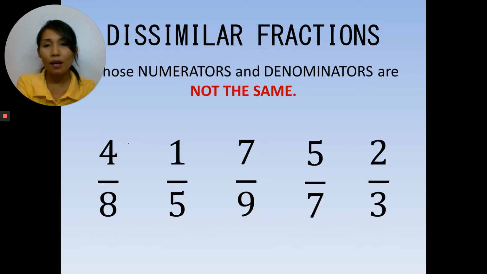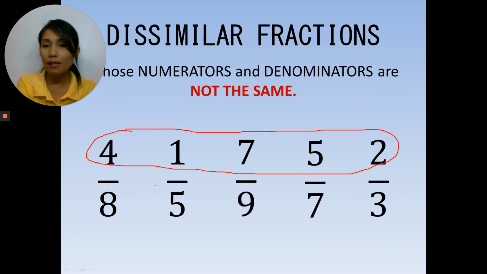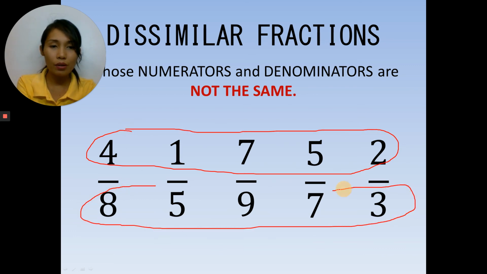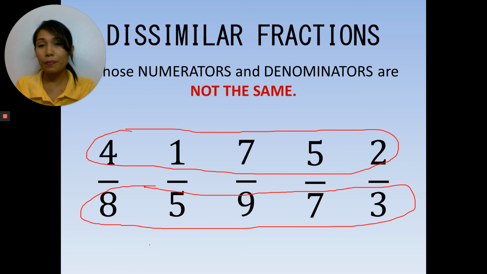Okay, look at the numerators. They're all not the same. And look at the denominators. They're all not the same. So that means this is a dissimilar fraction. But it will be a little bit tricky in identifying which one is smaller and which one is greater, because there are no similar numerators and the denominators are also not the same.